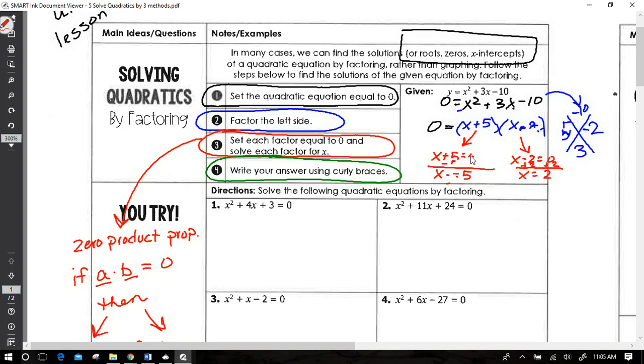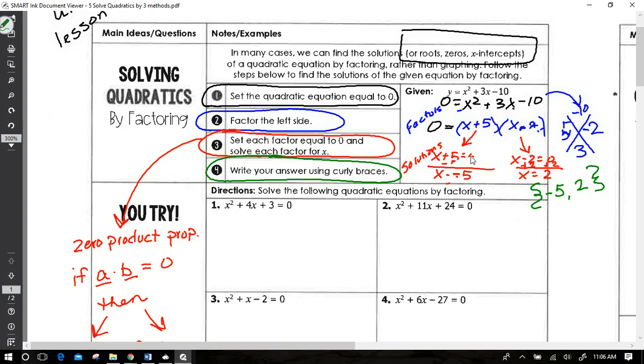These are my solutions in red. Okay, solutions, solutions, factors. And now I'm going to write my final answer using curly braces. So, we have a -5 is an answer, and we have a +2 is an answer. And that is the entire process.